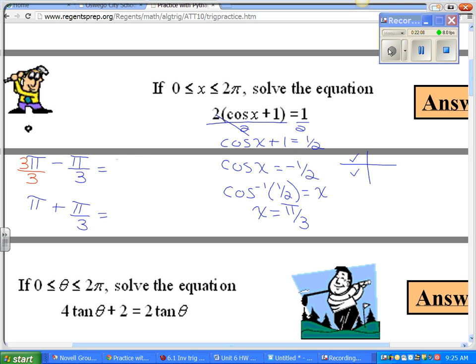Okay, so what's 3 pi over 3 minus 1 pi over 3? 2 pi over 3. And what's this one going to be? 3 pi over 3, right? 3 pi over 3 plus 1 pi over 3. 4 pi over 3. So those are your answers. So that's not bad, right? Working in radians, it's not too bad. Just have to remember how to get that common denominator, which shouldn't be an issue. Just look at the denominator and put it in there.